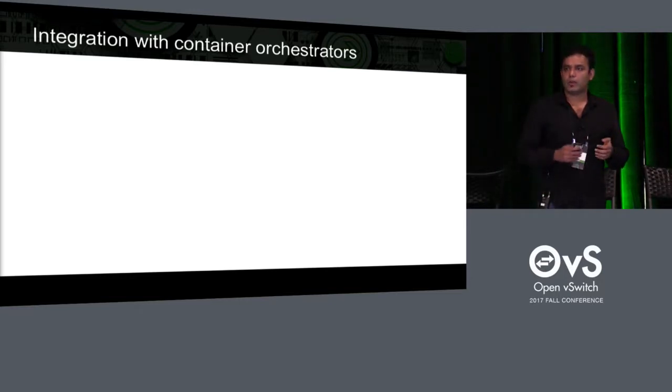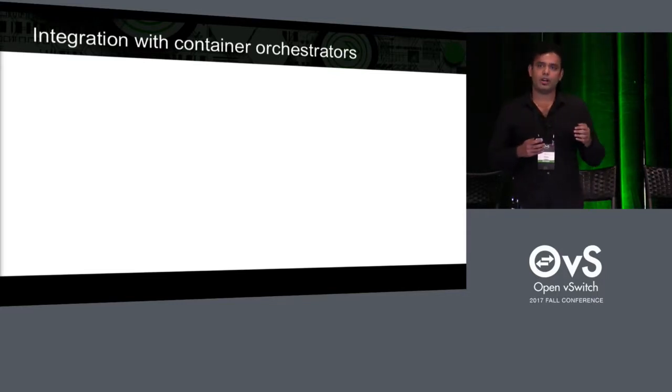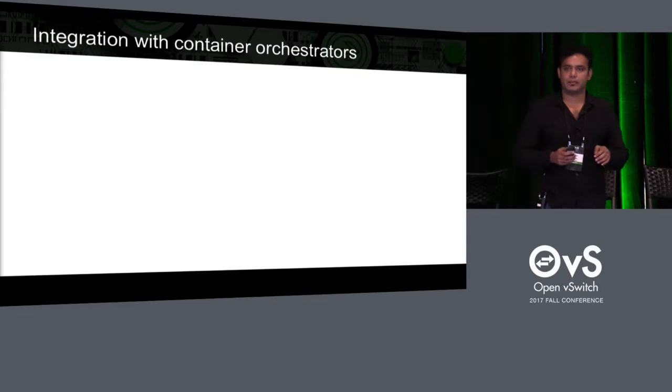And when we talk about OVN's integration, we want it to be seamless. We don't want people using a container orchestrator to run some container orchestrator commands, and then go to the back end and start running OVN commands. So it should not be like that. It should be one step.